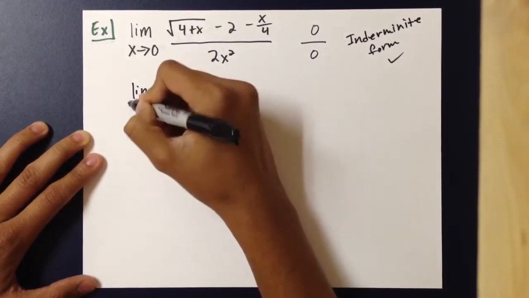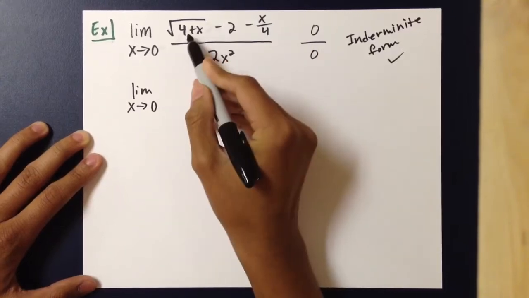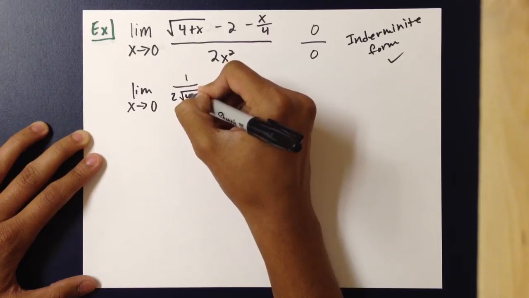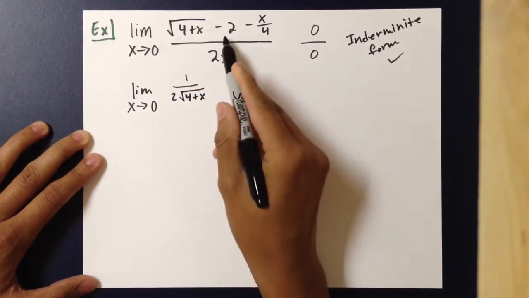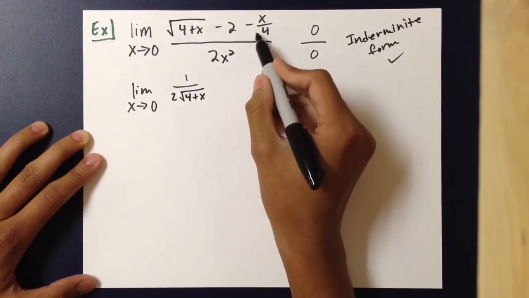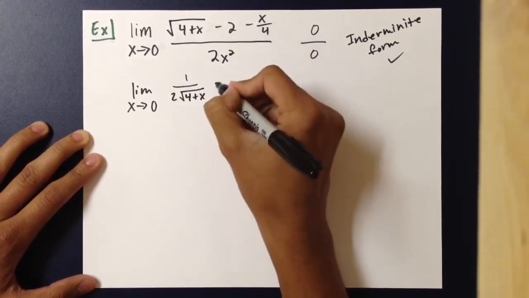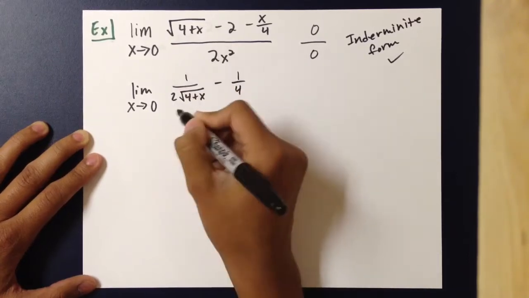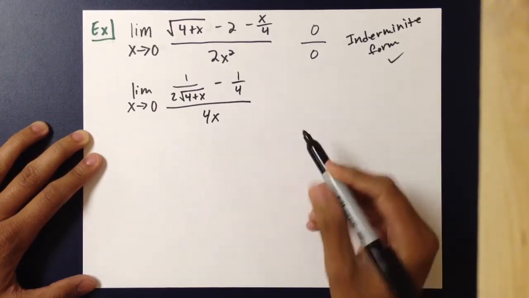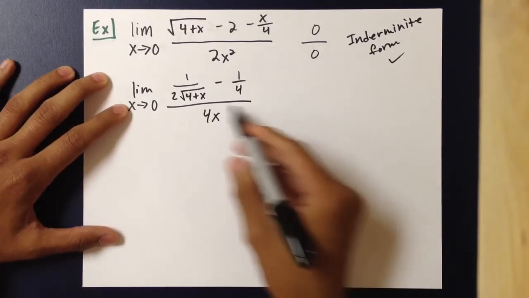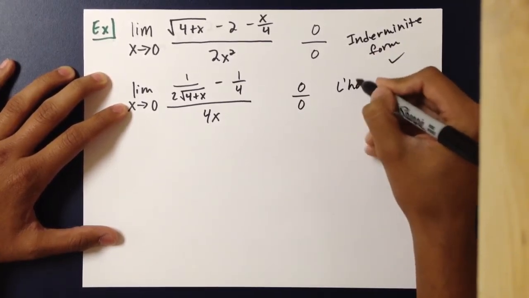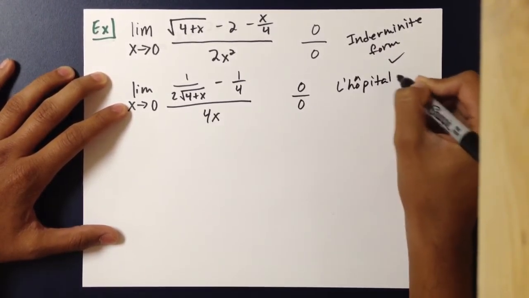So we take the derivative of the top, which would be 1 over 2 square root of 4 plus x. Negative 2 goes to 0, and negative x over 4 becomes negative 1/4, all over 4x. But when we plug in 0, this is still 0 over 0. And we must use L'Hopital's rule once again.